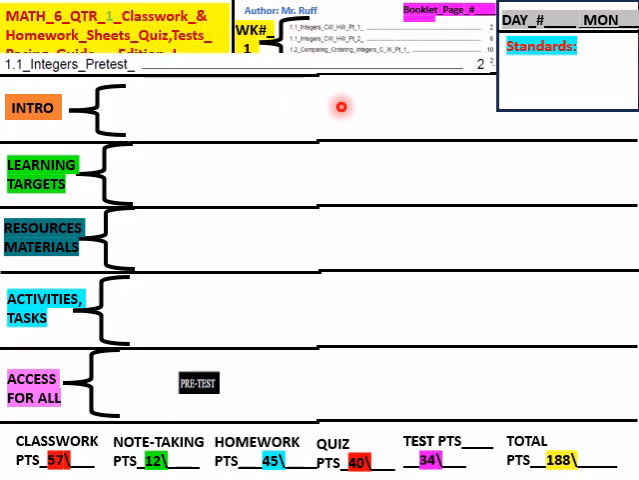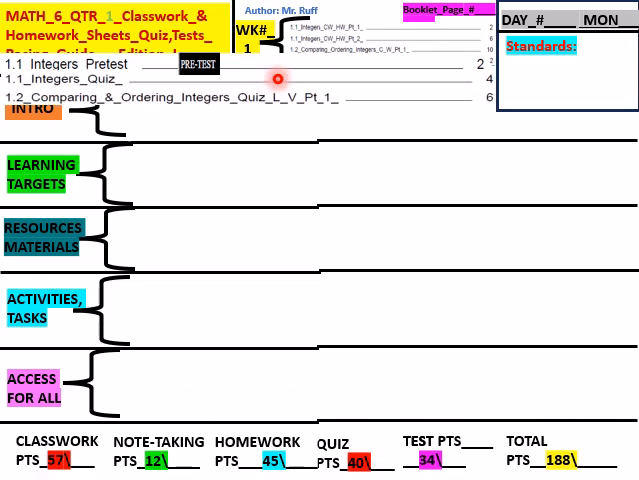And then our standards we'll get to after you do your pretest, students. You have to do your 1.1 integers pretest before you can enroll in Math 6. And our other quizzes for week 1, we have a 1.1 integers quiz. Then we have 1.2 comparing and ordering integers quiz.